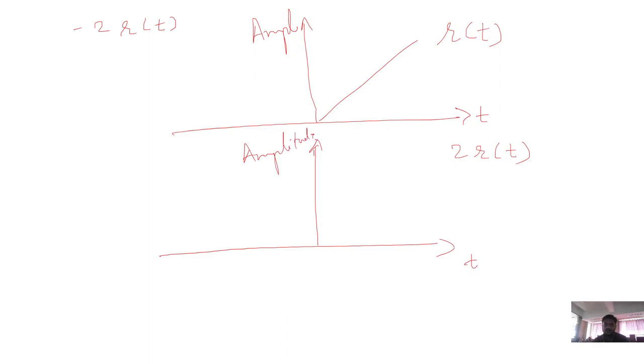Yes, can anyone help me? So ramp starts from amplitude 2. Ramp starts from amplitude 2. Okay, anyone else?